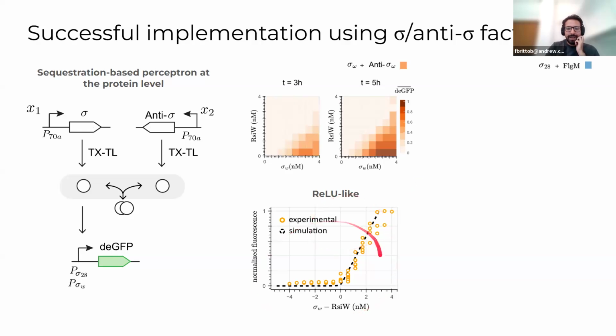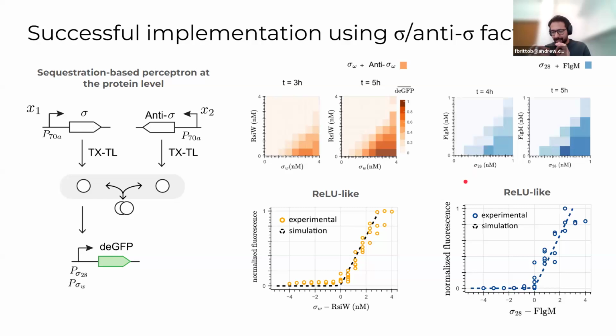And I'll say my favorite part is this one, when, again in this input-output mapping, we were able to recover the ReLU-like activation function. This is fantastic because we see this with sigma W and with sigma 28. A little bit less resolution, but here you can see it. My bad, this should have been T equals 3 hours, with the same logic that I presented before, just in another system. But this is pretty cool, having observed the activation function in another system too.